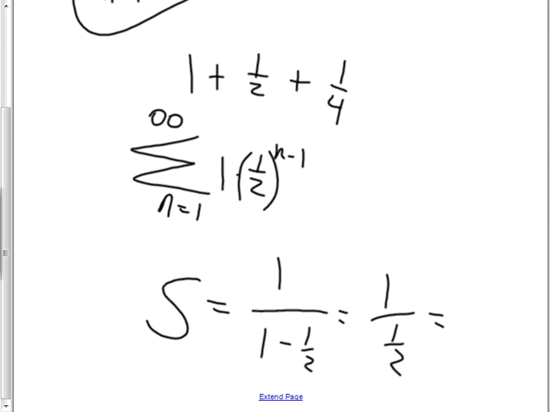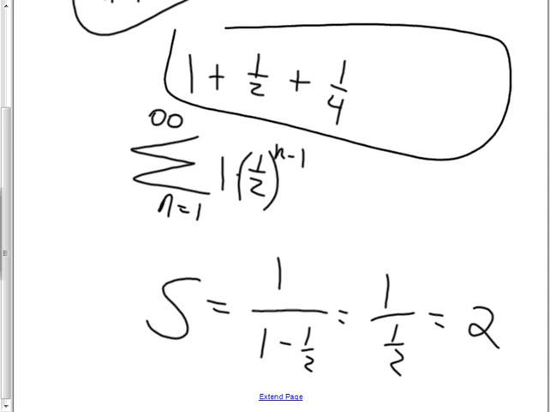Okay. And you get 2. Does that make sense? You're 2 meters away from the door. If you add up all those halves, you're going to get 2. All these little parts are going to add up to a total of 2. That way I can get to the door.